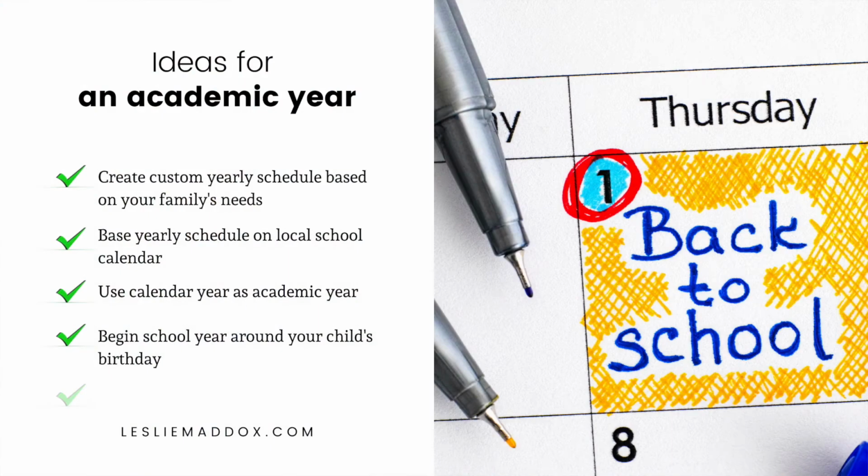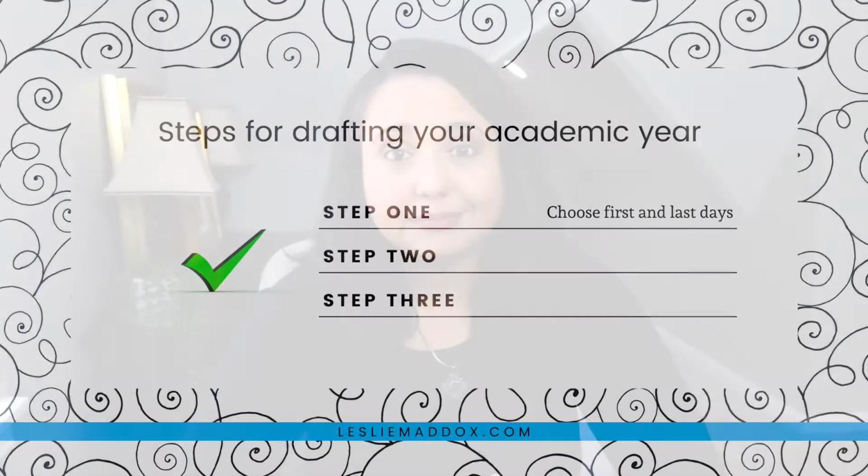Or you could begin school around your child's birthday. So if the compulsory age for school in your area is 6 years old, you would begin homeschooling them right after their 6th birthday. If you're new to homeschooling, I recommend that you stick with a more traditional academic calendar to keep things simple.